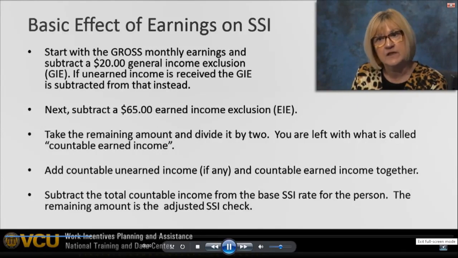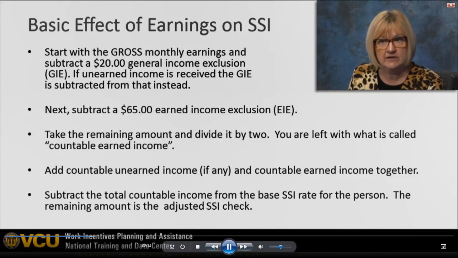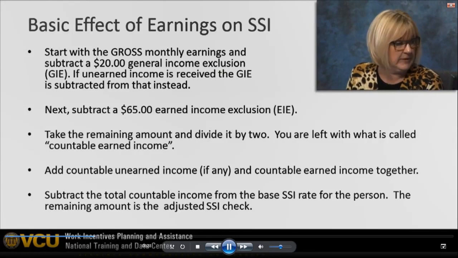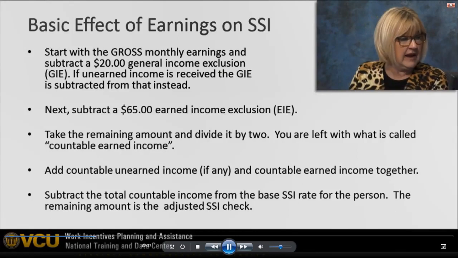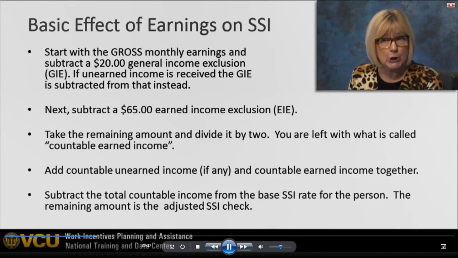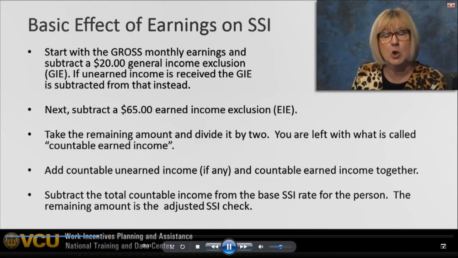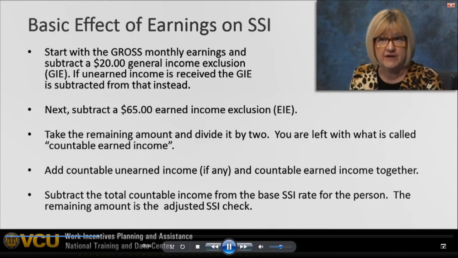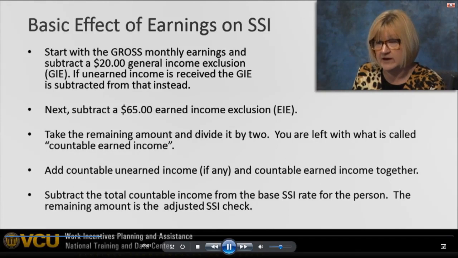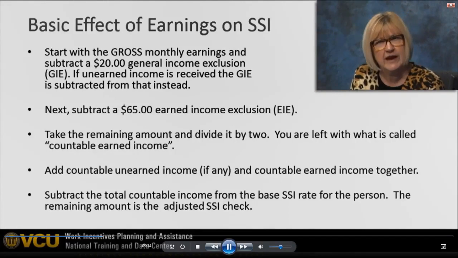Next, Social Security will subtract something they call the $65 earned income exclusion. Now, as the name of this exclusion clearly states, this is an exclusion for earned income only. This is not an exclusion that can be taken off of unearned income. This is only for wages or self-employment income. So they take $20 off, they take $65 off, and whatever is left of the countable income there, they divide by 2. So you're left with what's called countable earned income. Now, if you also have unearned income, Social Security will add your countable unearned income to your countable earned income, and together that gives them a figure that is called total countable income. And they take that figure and subtract it off of your base SSI rate to determine how much your SSI cash payment will be adjusted, typically reduced. And remember, that adjustment will take about 2 months to occur.